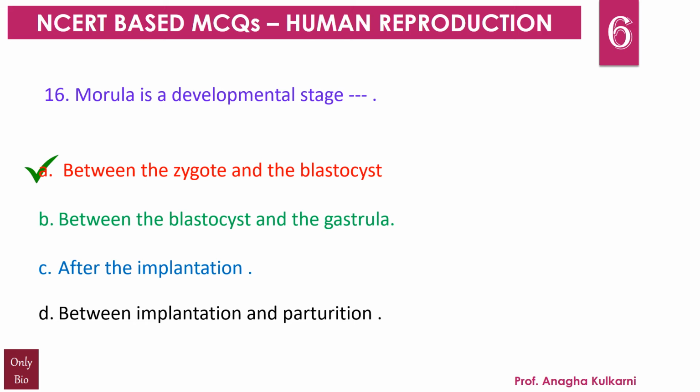Friends, you know the zygote, which is a unicellular diploid cell. It starts undergoing mitotic division to produce a mass of 8, 16, 32 cells, and this mass of the cells which is formed, maybe of 16 cells or 32 cells, is called as the morula.